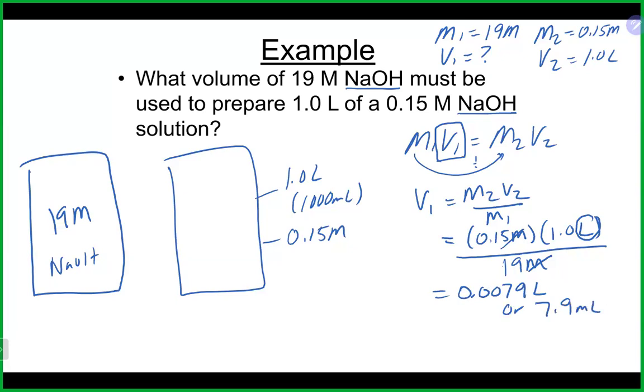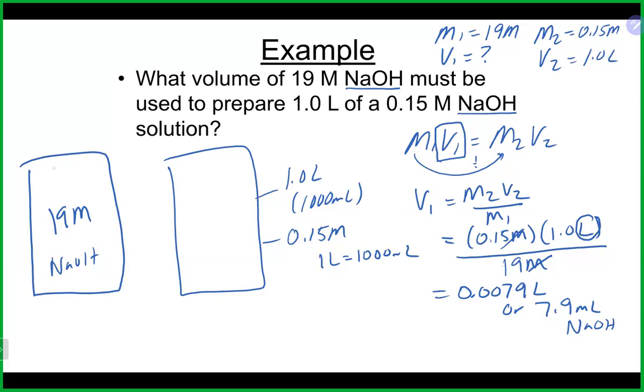If you times it by 1,000 to convert it into milliliters, as 1 liter equals 1,000 milliliters, basically. First off, any question on that calculation there? So what does that 7.9 represent? That 7.9 milliliters is of the sodium hydroxide.